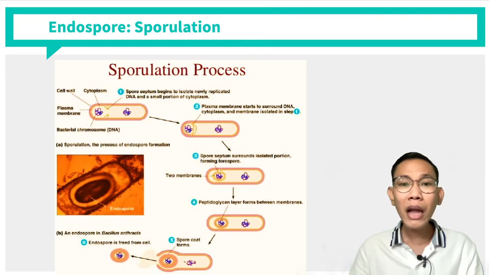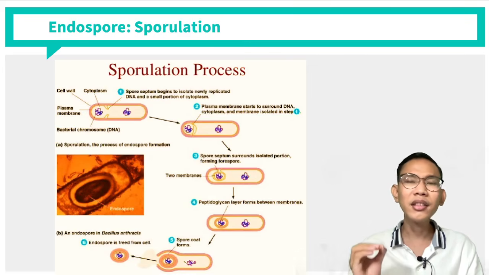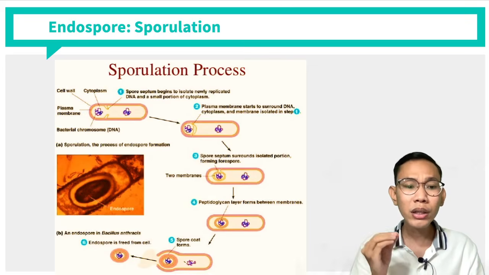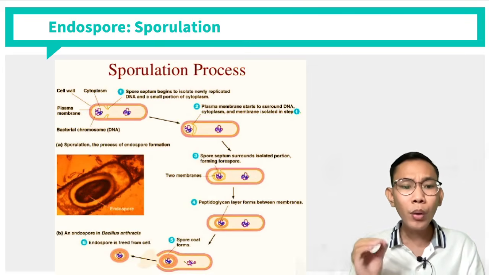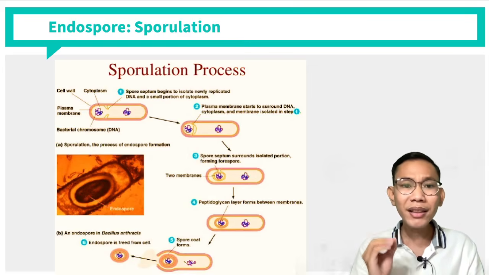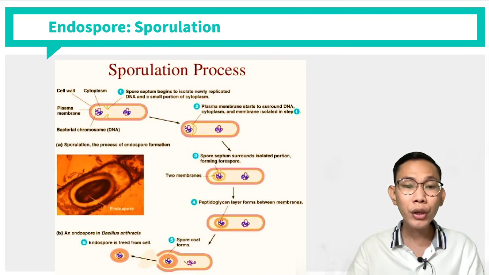Again, they will undergo a sporulation process normally when the growth ceases because of lack of nutrients. When the bacteria senses that there is not enough nutrient that it is actually receiving, then it will undergo a sporulation process. Or when the environment is toxic for that bacteria, it will also undergo sporulation. So magiging spore or endospore ang bacteria.